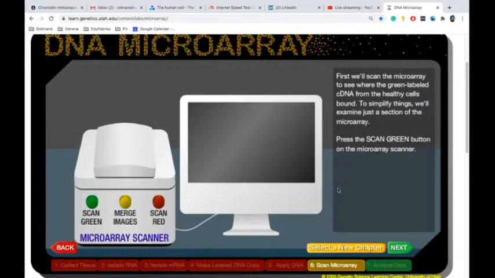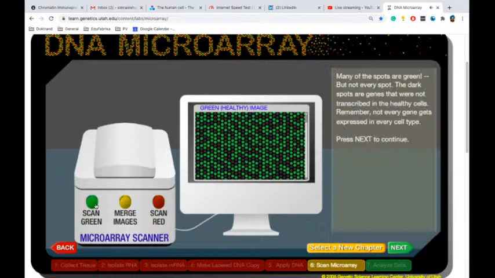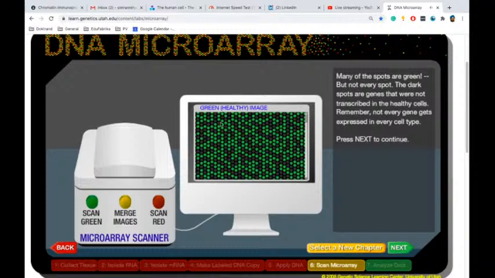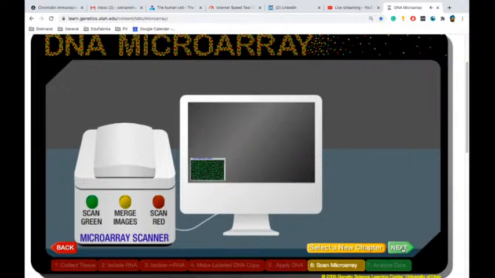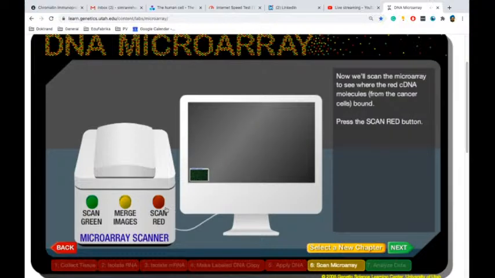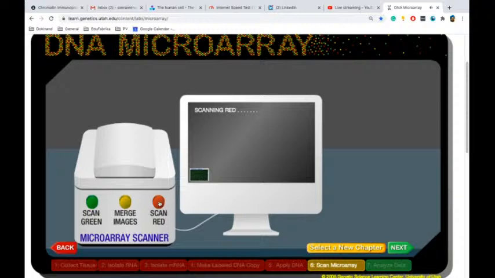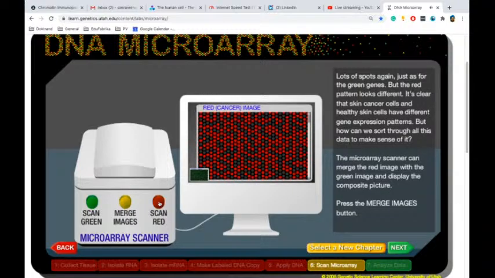So finally we will scan the microarray to see where the green labeled complementary DNA from the healthy cells bound, to simplify things and examine a section of the microarray. Let's scan the green part. So these spots are the green parts that are transcribed in healthy cells. Now let's scan the red part. So a lot of spots again are not green, but we can see a lot of parts to be red now. So these are from the cancer cells.